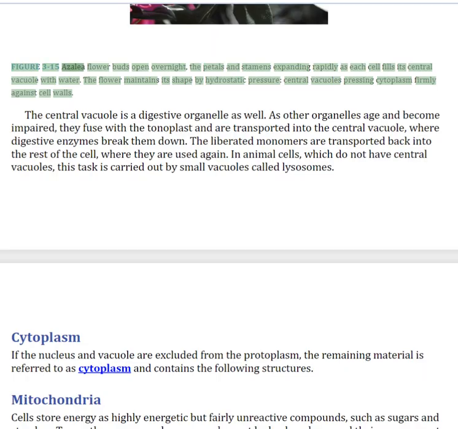Figure 3.15: Azalea flower buds open overnight, the petals and stamens expanding rapidly as each cell fills its central vacuole with water. The flower maintains its shape by hydrostatic pressure, central vacuoles pressing cytoplasm firmly against cell walls.